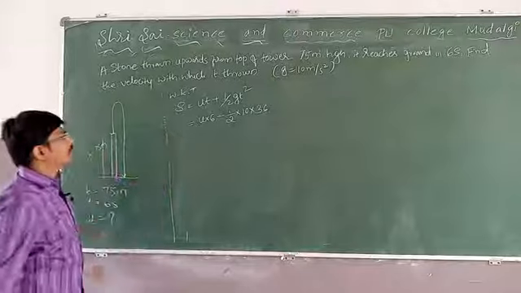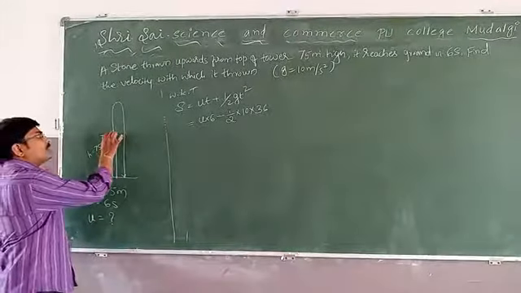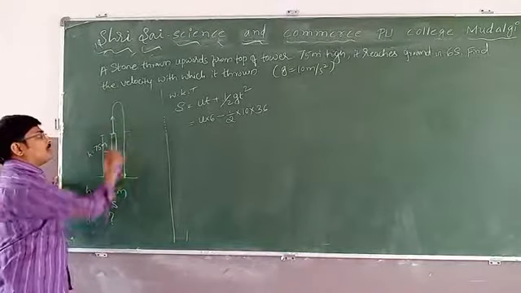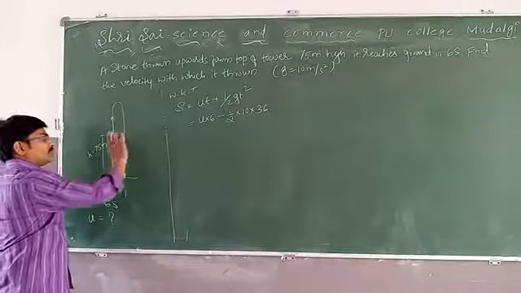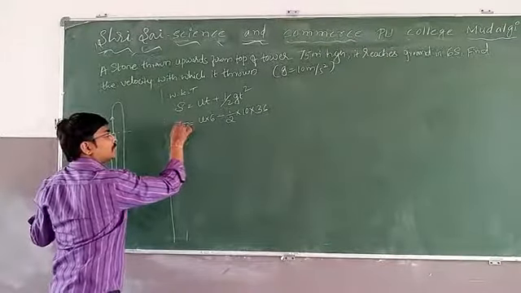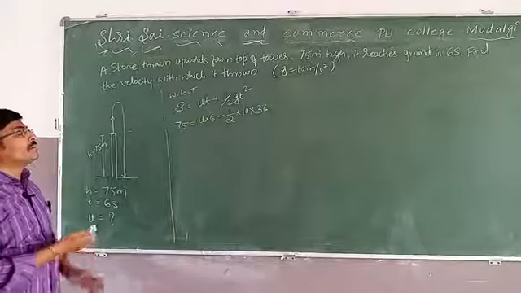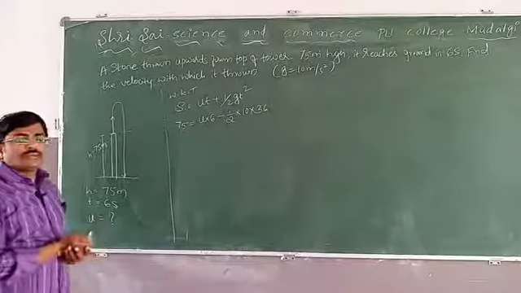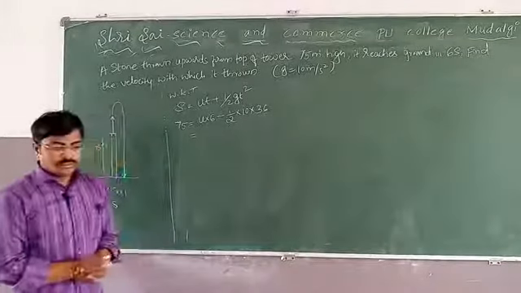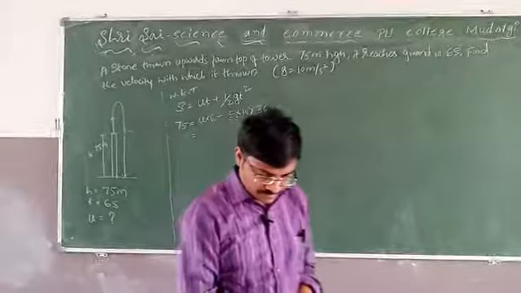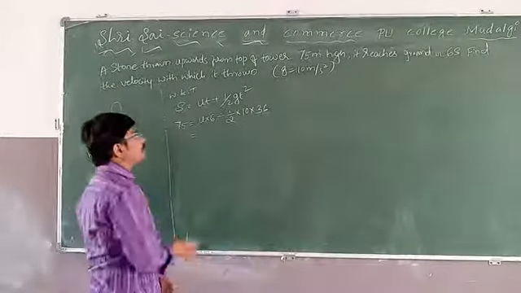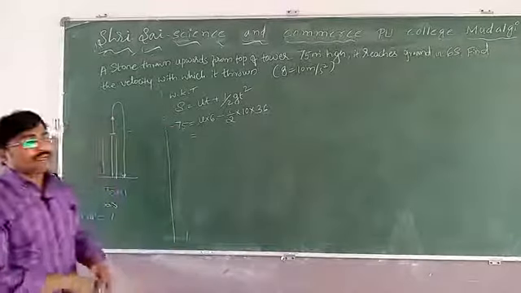What about this s? See, if the object is thrown in this way and again comes to the same level, its displacement is 0. The only thing is this must be the displacement, that is 75. Its value is 75, but the minus sign I consider. Why do I consider the minus sign?